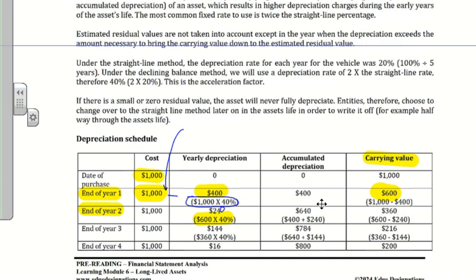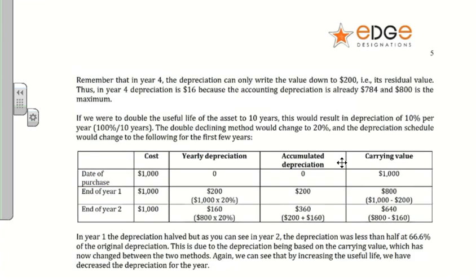I get my values based upon that. Some important points to notice from this particular method: in the early years there is higher depreciation, which gets smaller and smaller, but I always base my depreciation on the carrying value, not on the cost price of the asset. Good. Everybody comfortable? And we keep doing it that way.